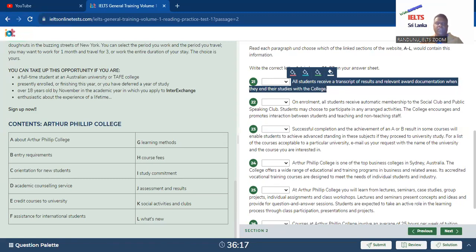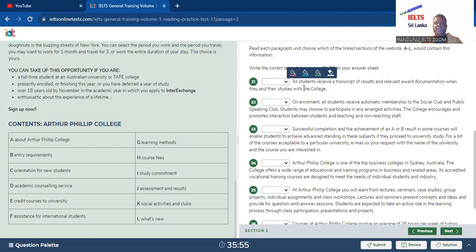Right. You all are telling the answer J. Let's see. J means assessment and results. First one, student receive, yes, exactly. Student receive transcript of results, right? It is very easy. It is about the results, J, right?